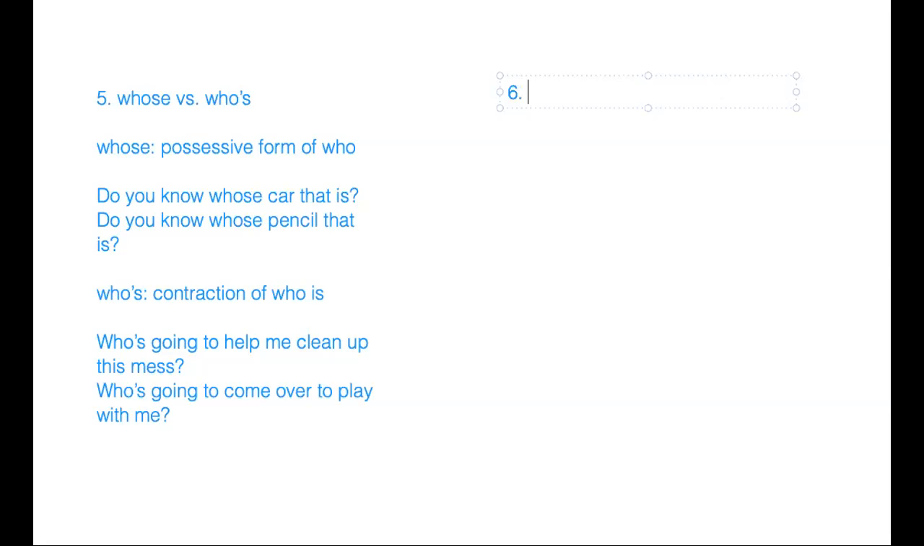Number 6 is the difference between effect versus affect. Have you all seen these words before? Yes. Yeah? So the first one, effect, is going to be a noun. Who can tell me what a noun is? Person, place, or thing, or an idea. Absolutely. And in this case, it's kind of more of a thing. It's more of an idea. So perfect. An effect. It's a noun.